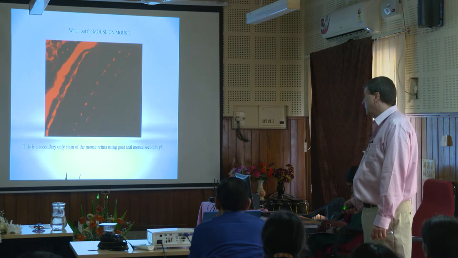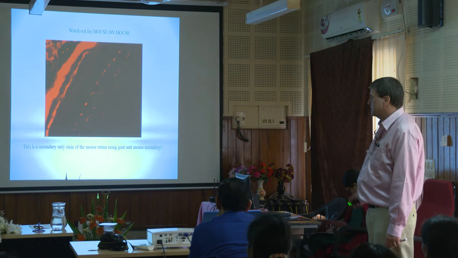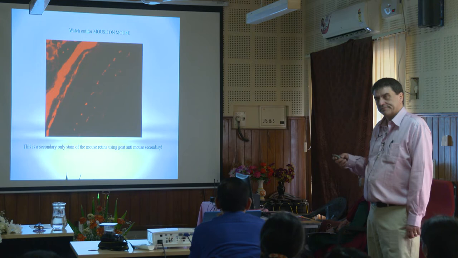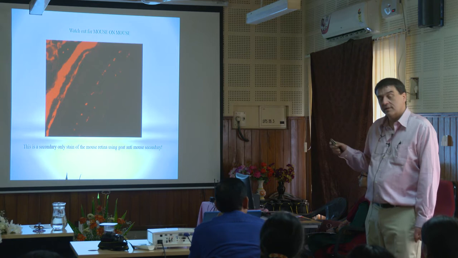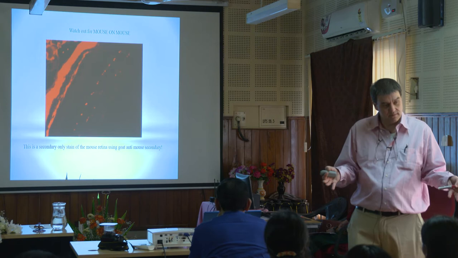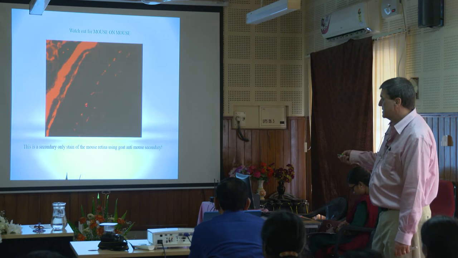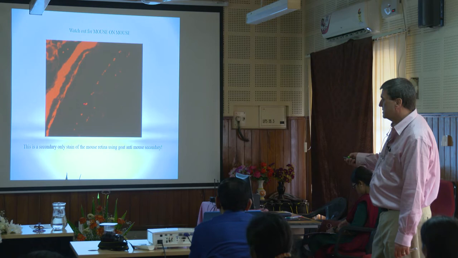Okay, mouse on mouse. So what this is right here, this is retina, my favorite tissue again. Okay, this is secondary only. The secondary only here was, I forget, goat anti-mouse or something like that. Anti-mouse though. So anti-mouse recognizes what? It recognizes mouse, probably IgG, which are usually on immune cells, right? So what you're actually looking at is vessels in the retina, blood vessels, because the secondary only has non-specifically stuck to them.